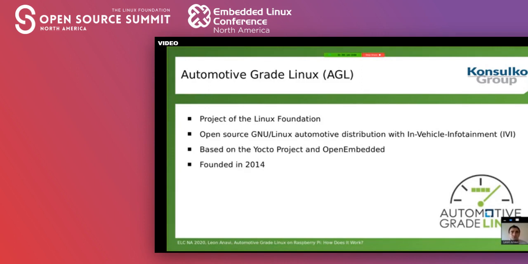So, Automotive Grade Linux is a project of the Linux Foundation. It is an open source GNU Linux automotive distribution with in-vehicle infotainment. It's very important to know that Automotive Grade Linux is based on another project of the Linux Foundation, the Yocto project, and the Open Embedded Build Framework. Automotive Grade Linux was founded several years ago, and the first code delivery was in 2014. I personally started contributing to this project back in 2015, which makes 5 years for me. I'll be celebrating 5 years of contributions to AGL this year.